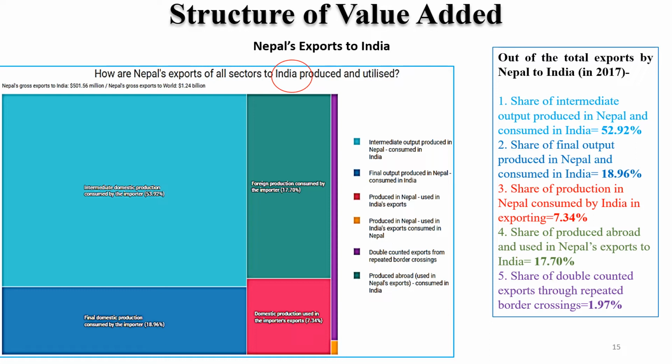And then the share of production in Nepal which is consumed by India in its exports is around 7.34%, and the share produced abroad and used in Nepal's exports to India is around 17.70%. So Nepal is using 17.70% of foreign inputs in its exports to India, and India is further using Nepal's exports as inputs for further exporting, which is around 7.34%.